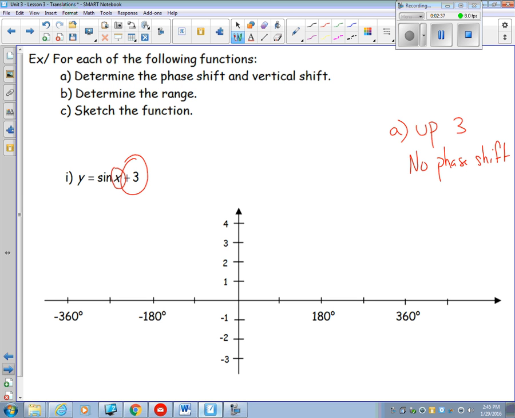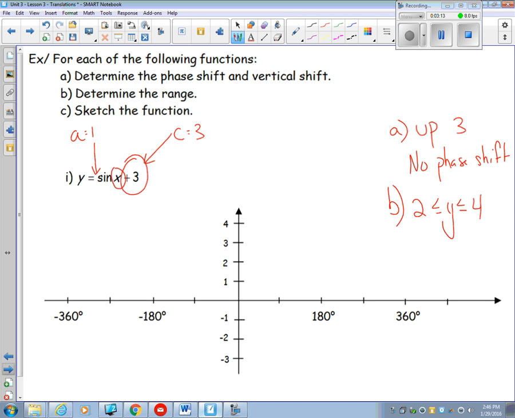Our range, we said yesterday, our min and our max can be found by our central axis, our average, plus or minus your amplitude. So our average, our central axis, that's C. Our amplitude, that's right here. We don't see it, so we know it's a 1. To find our max, we add those things together. That's 4. To find our min, we take our axis and we subtract our amplitude. That's 2. And our y values are always between those two things. And if we have that, we have our properties.